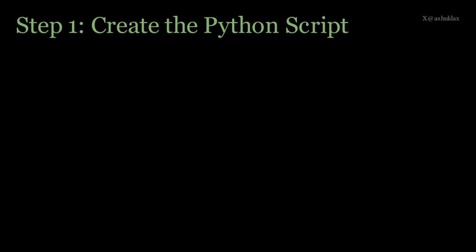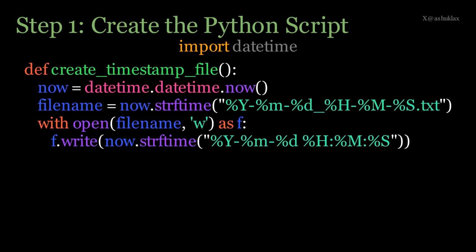So let's start by importing the datetime package by writing import datetime. Next, we'll define a function called create_timestamp_file. Inside this function, we'll get the current date time using datetime.now. Now, we are going to format this timestamp as YMDHMS, which stands for year, month, date, followed by hours, minutes, and seconds, and we are going to use it as the file name. Then we'll open this file in write mode and write the timestamp inside it. So that's exactly what this entire function does. Finally, we'll call this function within a main block.